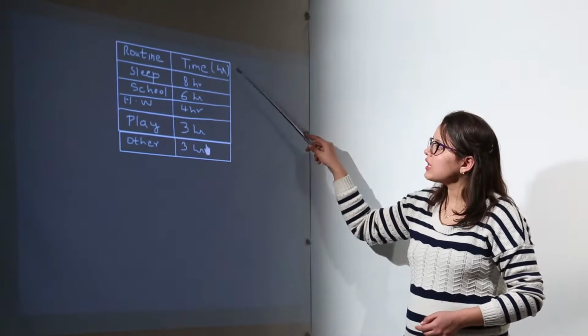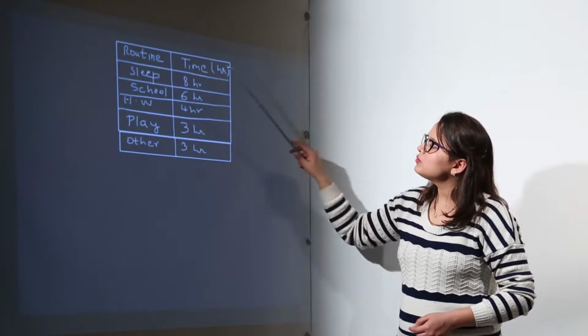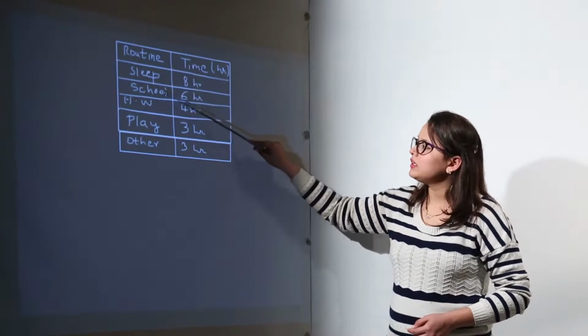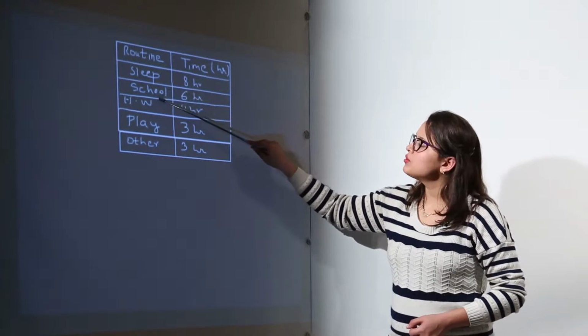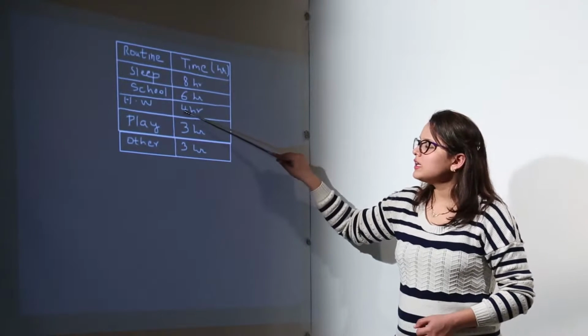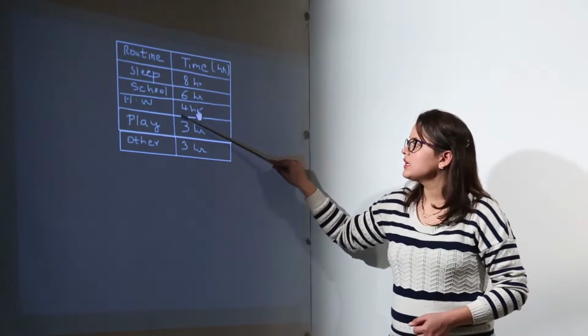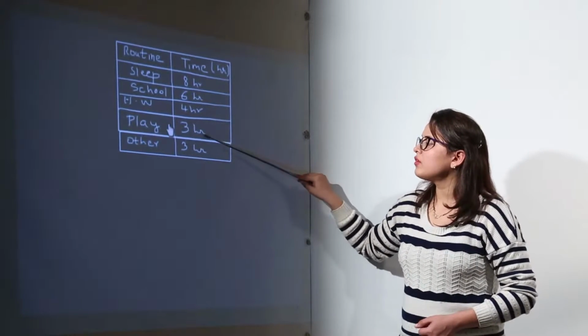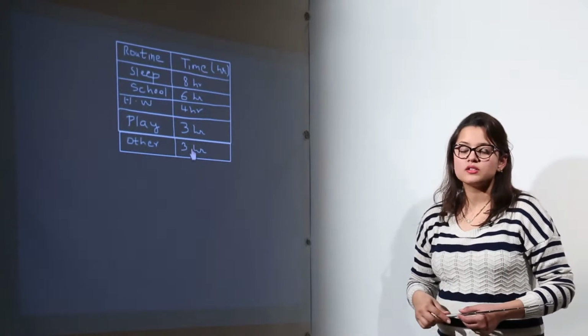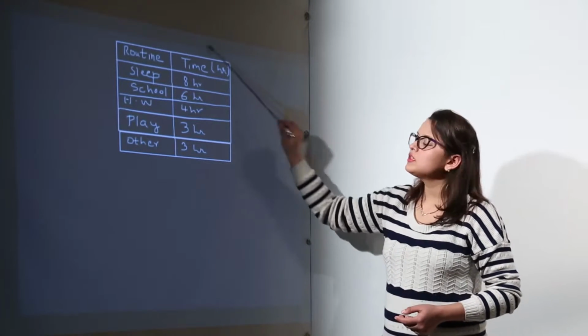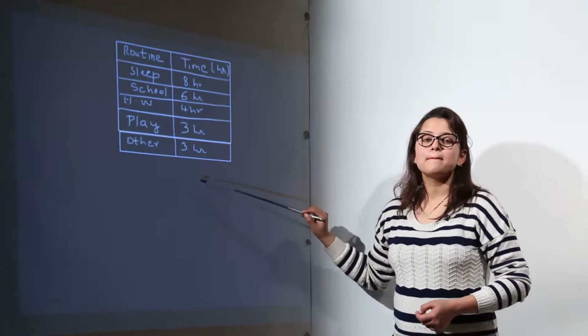So we can now start with the example over here. The routine of a student is being written. A student sleeps for 8 hours in a day, goes to school for 6 hours, does his homework for 4 hours, went out to play for 3 hours, and does other activities for the remaining 3 hours. Now we have to represent this whole data in the form of a pie chart.